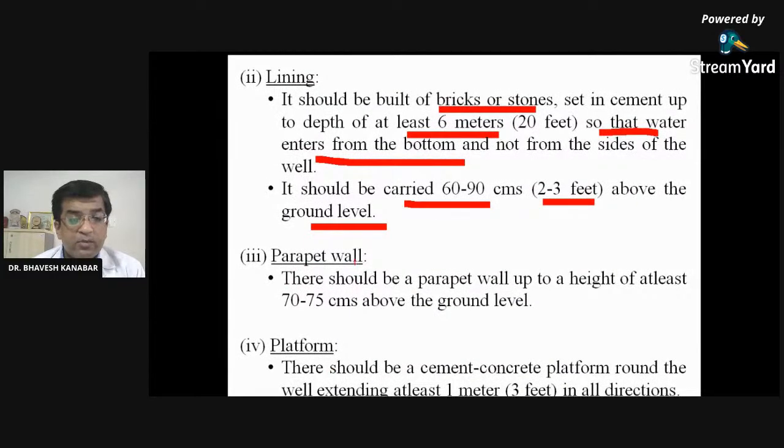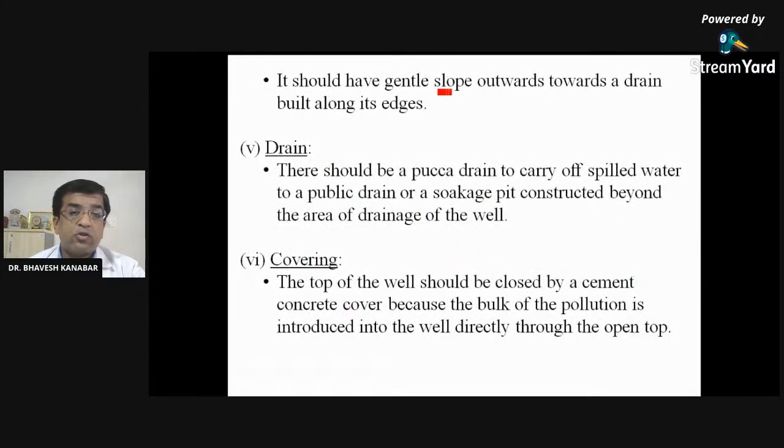The second thing is the parapet wall. There should be a parapet wall of a height of at least 70 to 75 centimeters, similar to this lining which is going above the ground level. And the platform, as we have seen in this photograph, is all around the well, and it should extend at least 1 meter, 3 feet, in all directions. This platform should have a slope downwards, towards the drainage, so that whatever water is there can be easily drained.